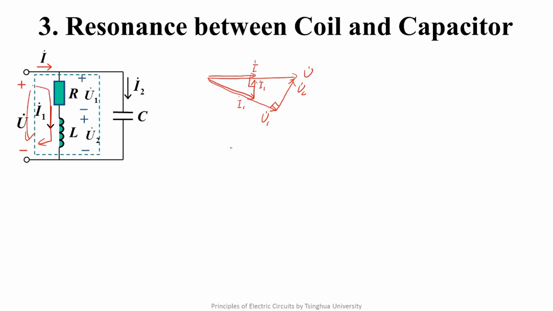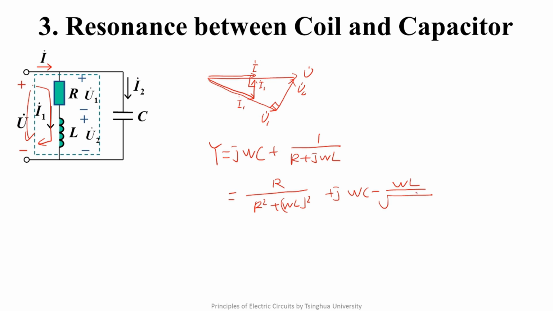Next, let's derive the condition of the resonance. This is a parallel connection of a coil and a capacitor, and the input admittance of the circuit is this. The form of the real and the imaginary part is this. The port should represent the characteristic of a resistor in resonance, so the imaginary part should be zero. We can get the resonance condition.